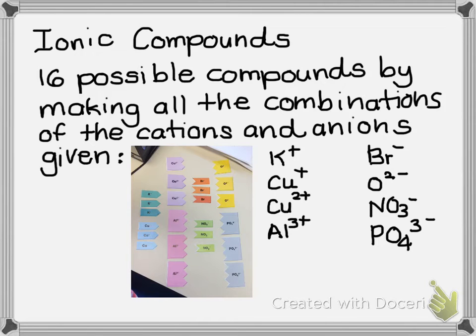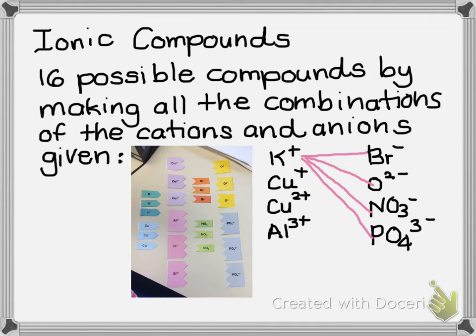So on the first part, ionic compounds, it tells you to make 16 possible combinations, or 16 possible compounds, from the ions that they give you. So how you do that is you take all the ions and make a combination out of each one. So I wrote here the different ions that they have. This is how I would start: make a compound with potassium and bromine. And then I just go down, I stay with potassium, I would go to oxygen, and then I would go to nitrate, and then I would match it with phosphate.